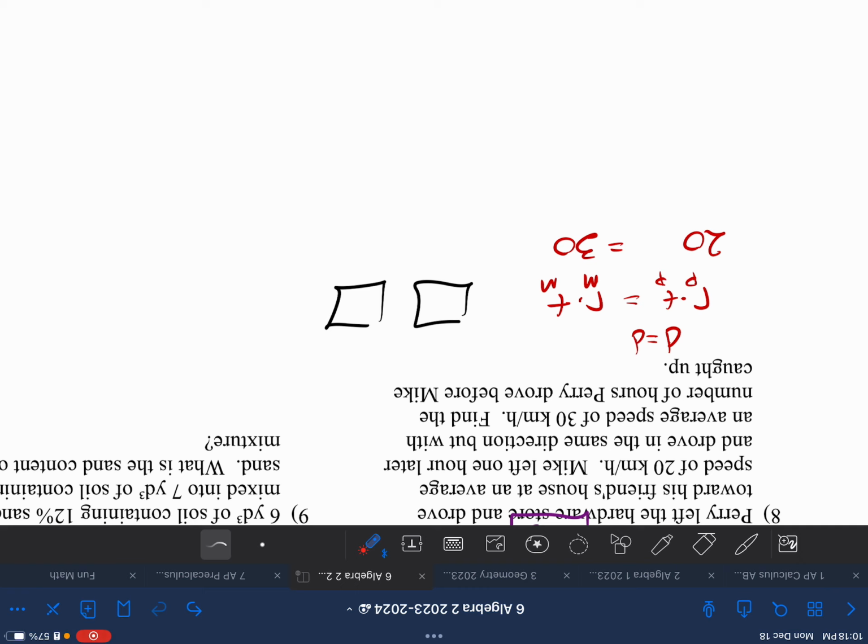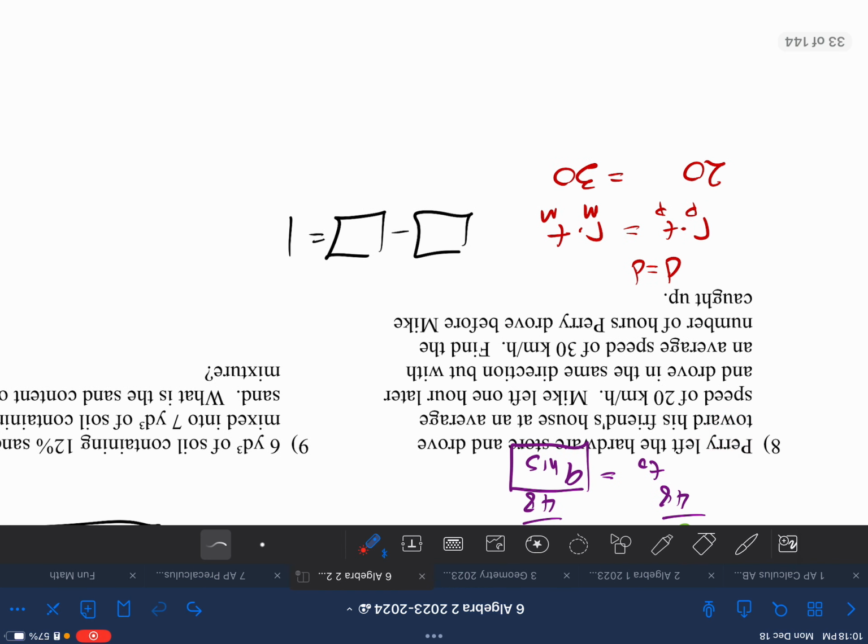And 1 hour later, how do I make that? If I take their times, there's a 1 hour difference in their times. Difference is a subtraction, and that difference is 1. Who's traveling the bigger number? You always do big minus small. So if Mike left 1 hour later, that means Perry's already been traveling longer. So we're going to say the time for Perry minus the time for Mike is going to be 1. And I can add TM to both sides.